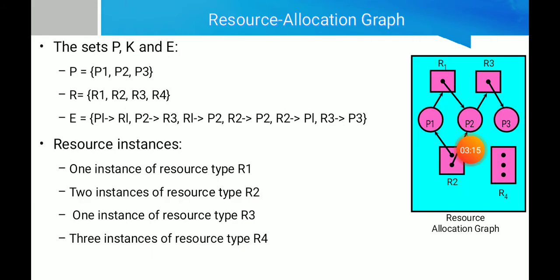So in this diagram, we can see that there are three processes denoted by the circles P1, P2, P3. There are four resources denoted by the rectangular boxes, that is R1, R2, R3 and R4. The edges are from P1 to R1, P2 to R3, R1 to P2, R2 to P2, R2 to P1, R3 to P3. R1 has only a single instance, R3 has only a single instance, R2 has two instances, and R4 has three instances.